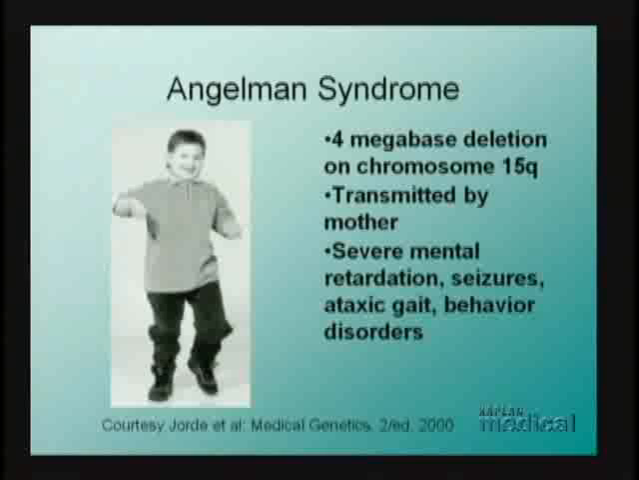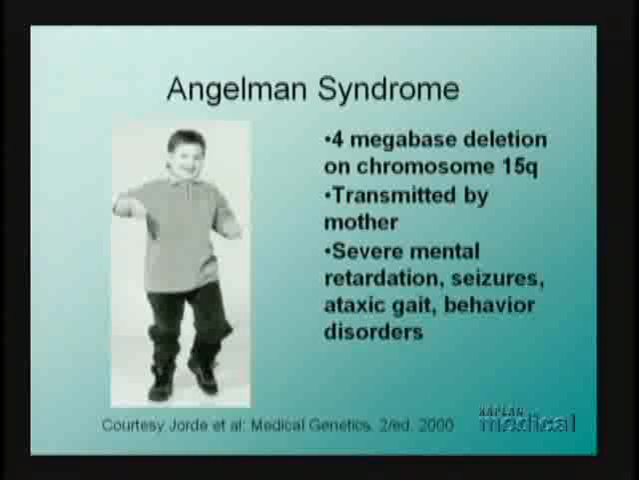You may also notice the way he's holding his hands and his arms. These children are often referred to as happy puppet children, or having the happy puppet disease, because of the way they hold their hands and arms, and because of their jerky movements. They look as if they are puppets being jerked around on a string. So it's sometimes called the happy puppet disease.